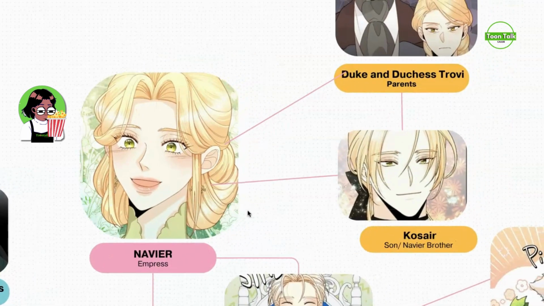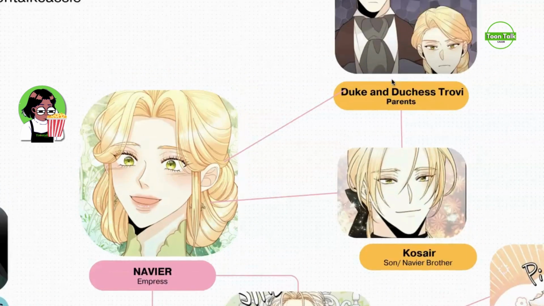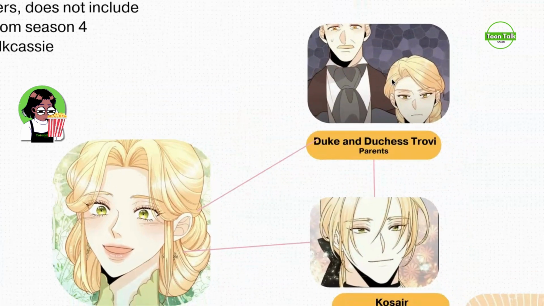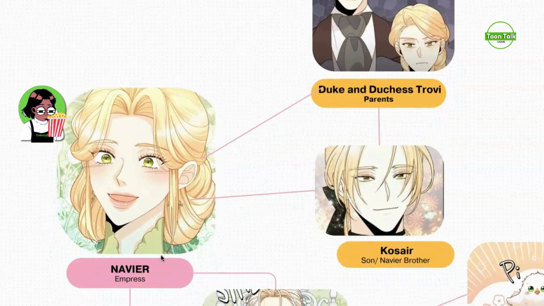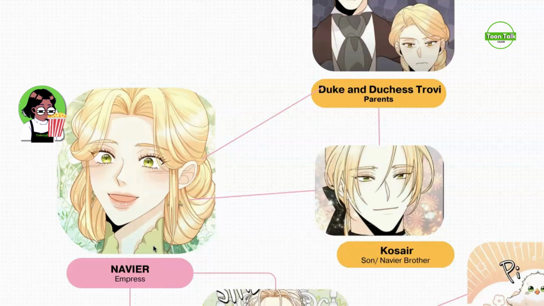Now, a little bit about Navier before we get back to Lottishu and all his drama. Navier is the daughter of Duke and Duchess Trovi. Look at them right here, proud parents. They look like they were a little bit strict with the kids when they were growing up. But nonetheless, Duke and Duchess Trovi are still together, very much in love with each other. They have 2 kids, Navier and Kosar. Navier is the baby sister, and Kosar absolutely adores his sister.